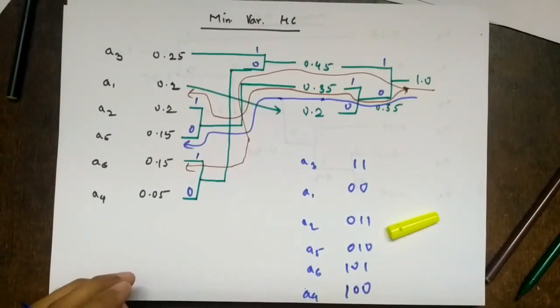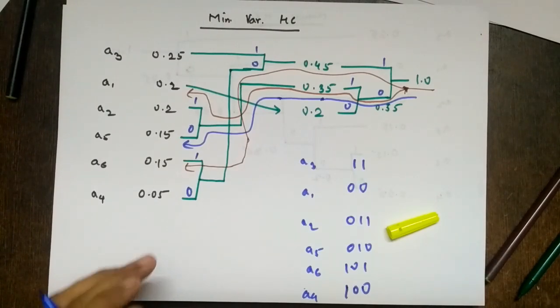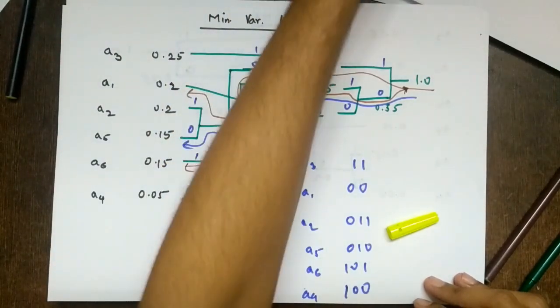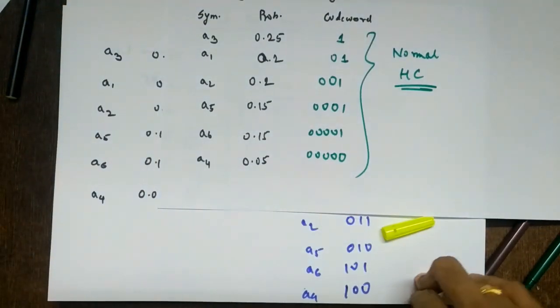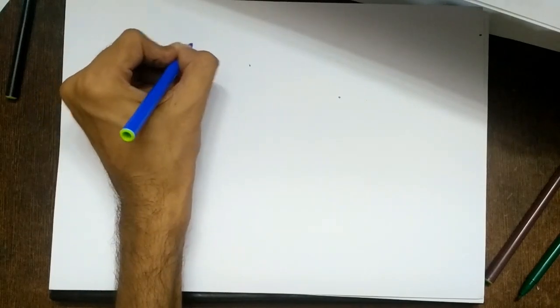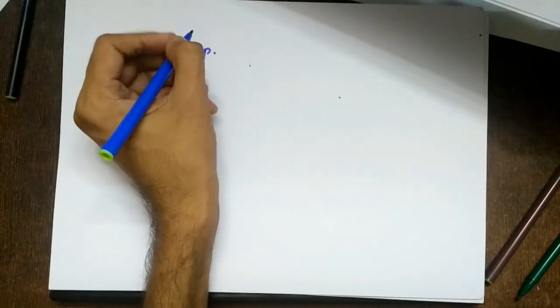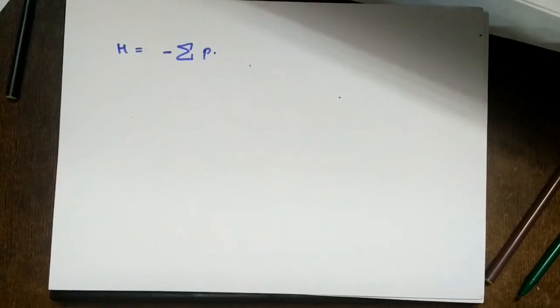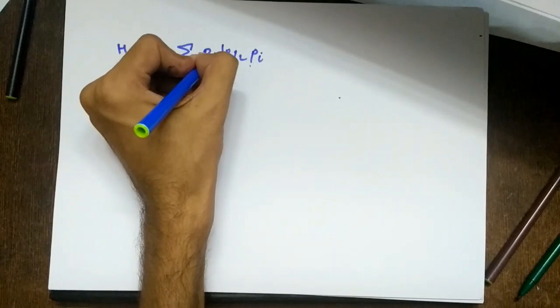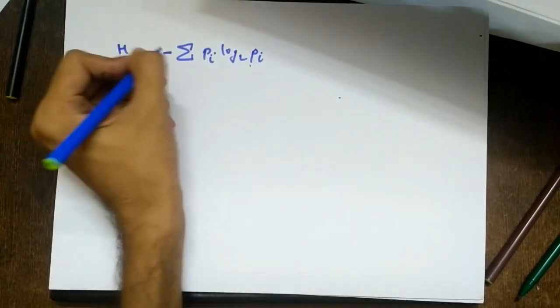Okay. Now what do we have to find? We have generated the Huffman code. This is the code word and this is the symbol. What we have to find is entropy. So what is the formula for entropy? Let me use a new page. Entropy is denoted by H. It is equal to the summation of probability Pi into log to the base 2 of probability Pi.